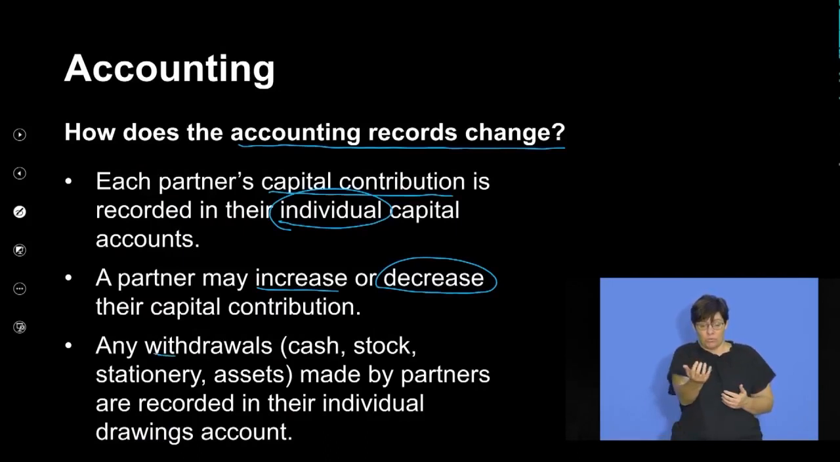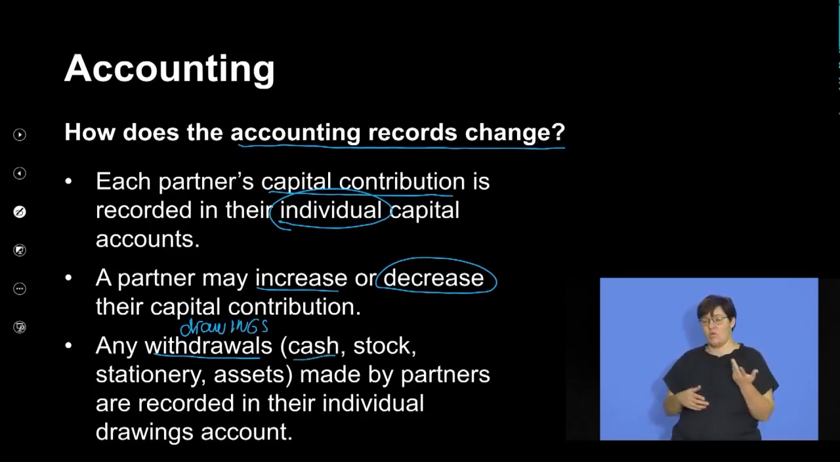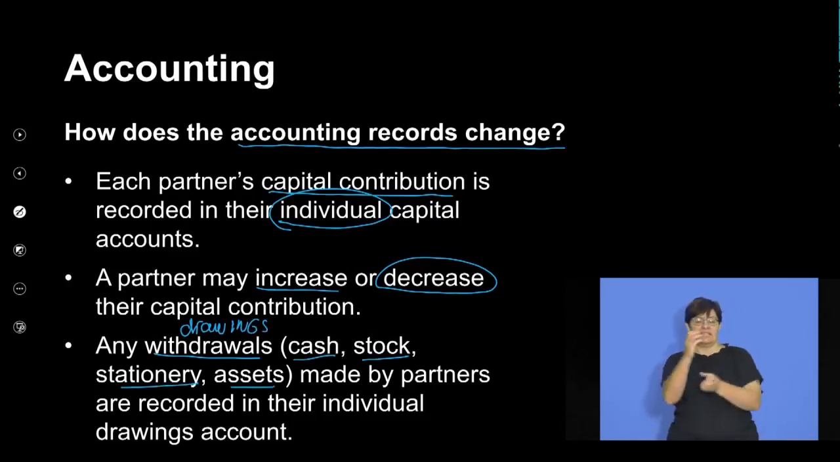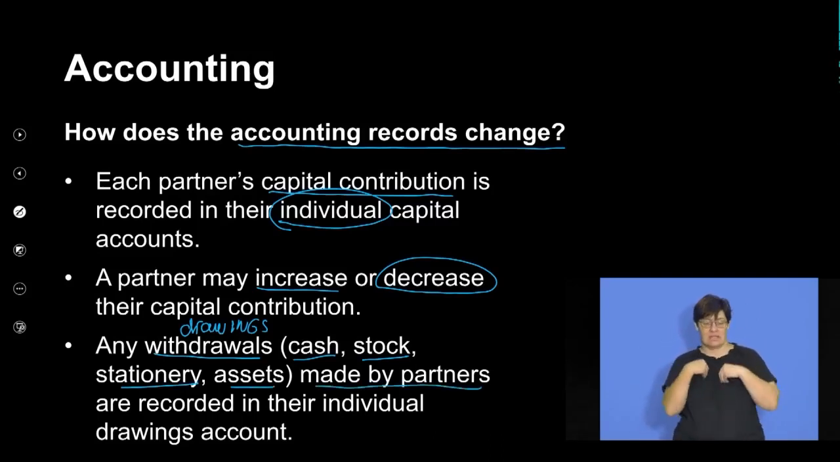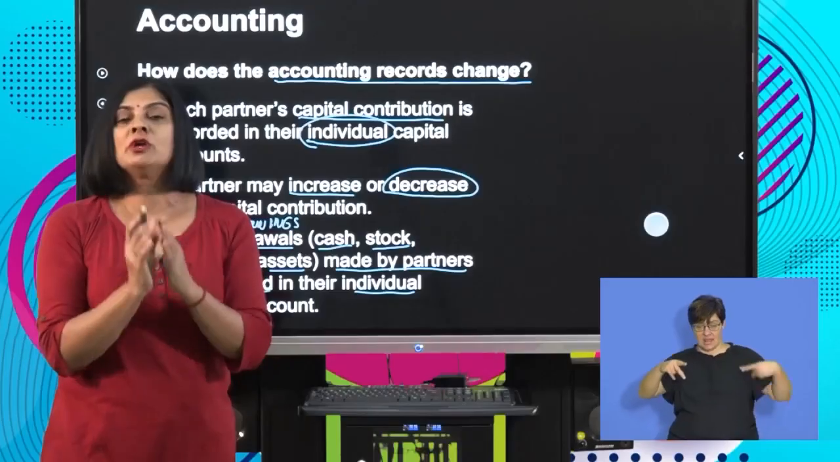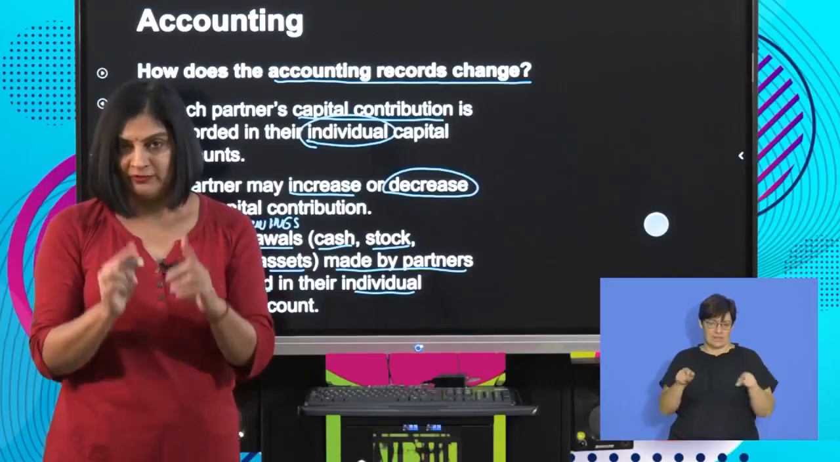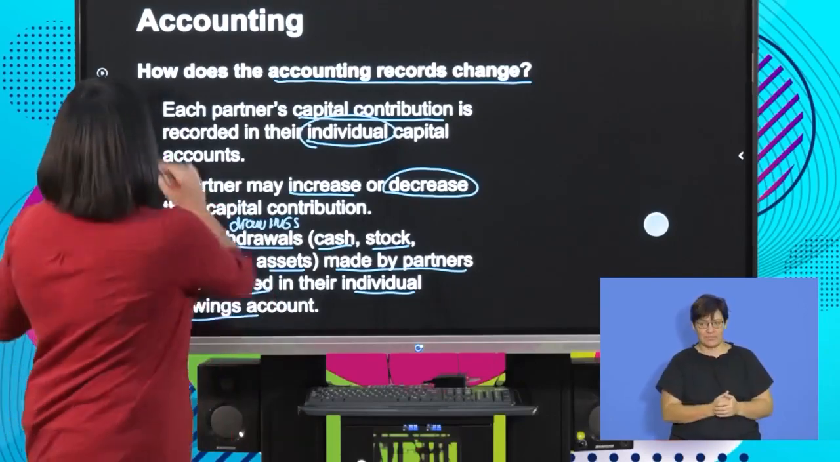Any withdrawals. Okay, so withdrawals, we're referring to drawings. For example, partners may take cash from the business. They could take stock, stationery, or fixed assets. Any withdrawals made by partners are recorded in the individual drawings account. So just as we record capital separately, we're going to do the exact same for drawings. Okay, you guys got this. Right, let's move on.